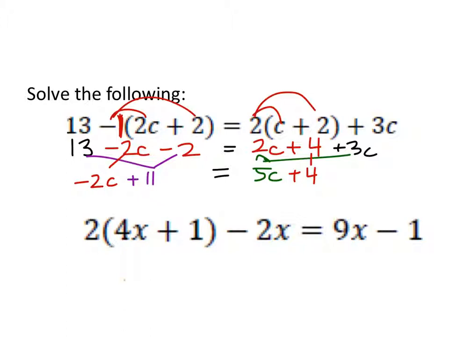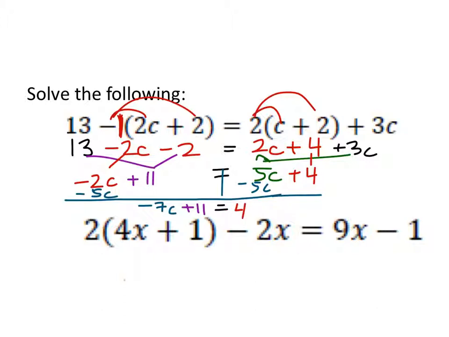I'm going to put the c values on the left. So I'm going to subtract 5c from both sides. And when I do that, I end up with negative 7c plus 11, and then this would equal that 4 on the right. The next step would be to subtract 11 from both sides of the equation.